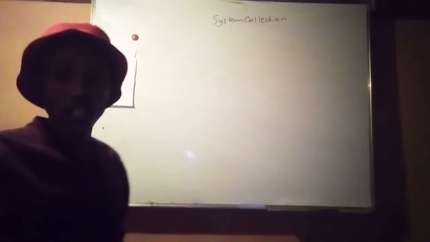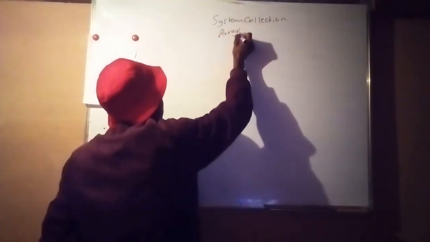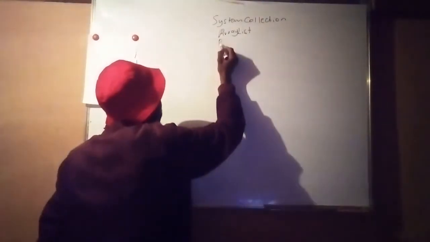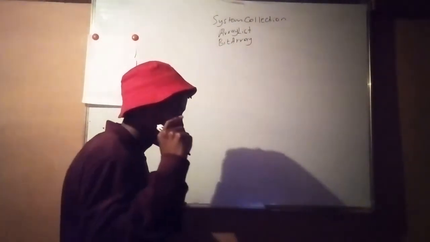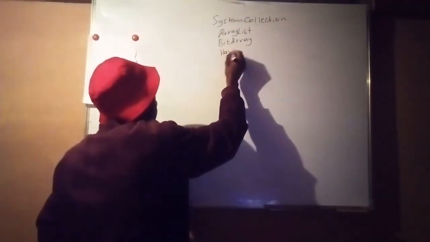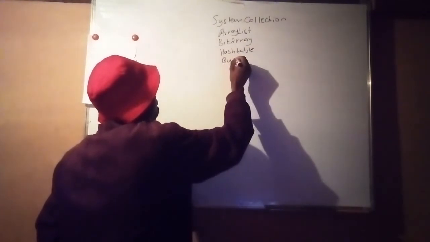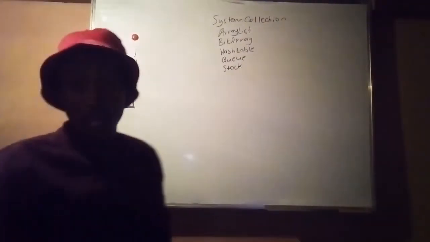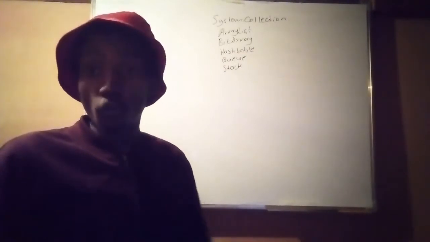Under this System.Collections namespace, we have types such as ArrayList, BitArray, Hashtable, Queue and Stack. These may not be the only types under that namespace, but these are a few of them and the most common ones in my own experience.